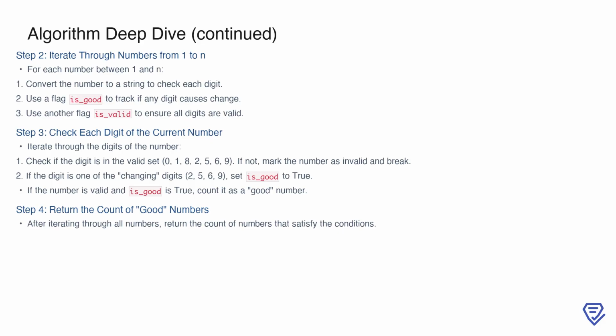Next, we examine each digit of the current number. If the digit is not in the valid set, like 3, 4, or 7, we immediately mark the number as invalid and stop checking further. If the digit is a changing digit, such as 2, 5, 6, or 9, we set is_good to true. After processing all digits, we count the number as good only if it is valid and is_good is true. Once we finish iterating through all numbers, we return the total count of good numbers as the final result.